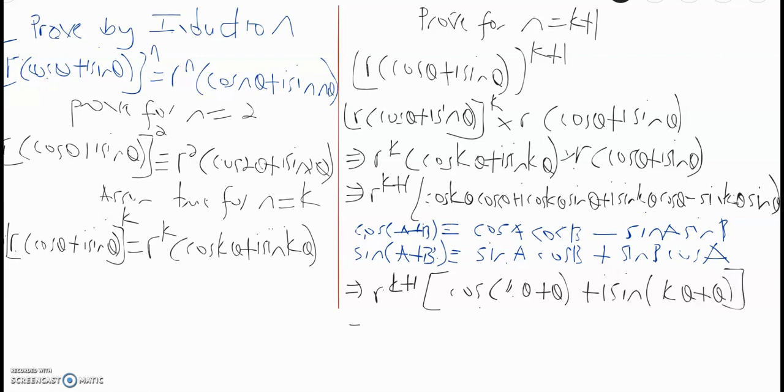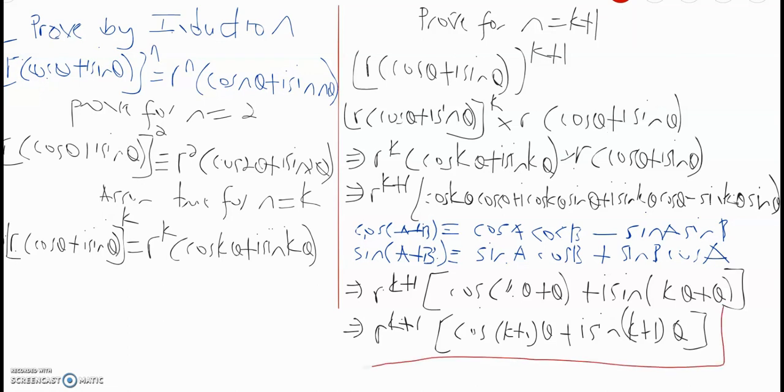Good. Which breaks down to r to the k plus 1 into cos, so we can say k plus 1 theta, plus I sine k plus 1 theta. And this is exactly what we wanted. So for any value of n, the de Moivre's theorem holds true. Very powerful theorem that we have here.